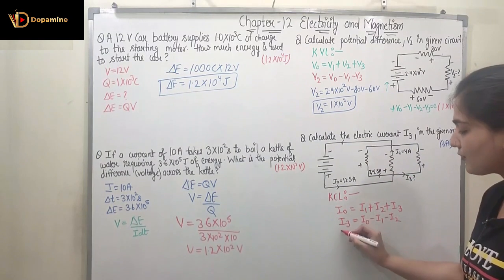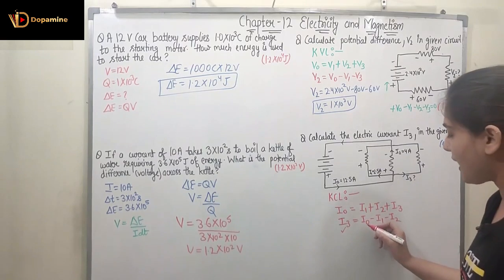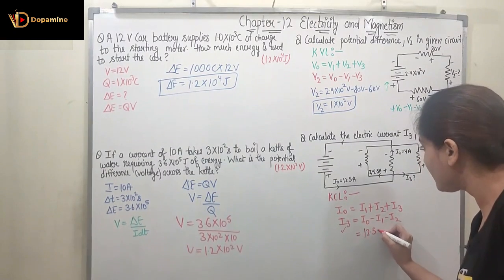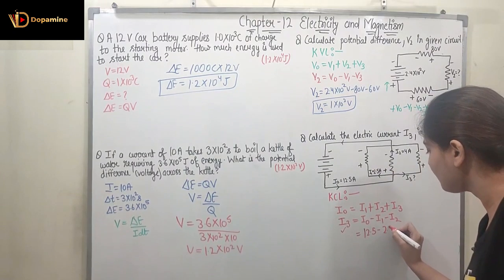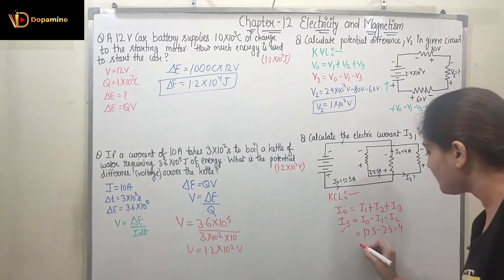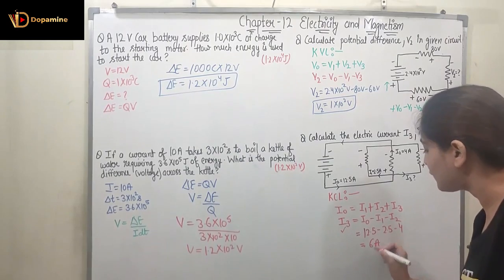What we have to find out is I3. I0, I1 and I2 are given, so let's put in their values: 12.5 minus 2.5 minus I2, which is 4 ampere. When you compute it, it comes out to be equal to 6 ampere.